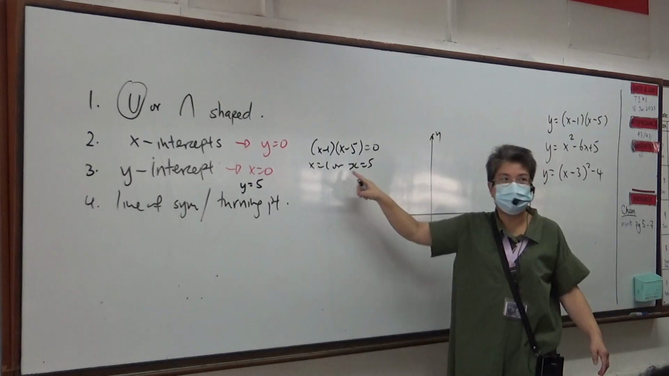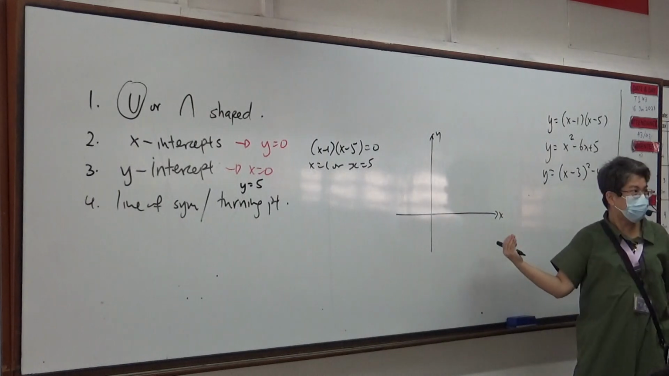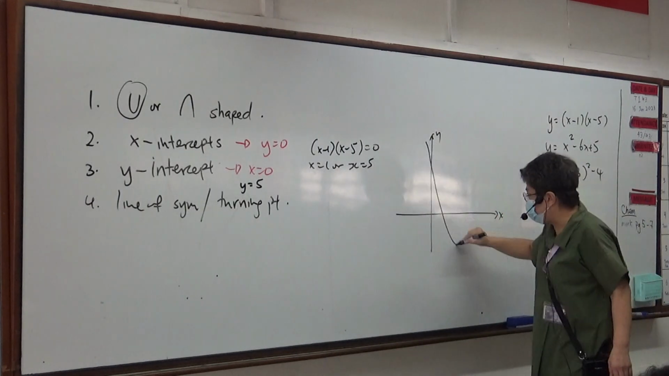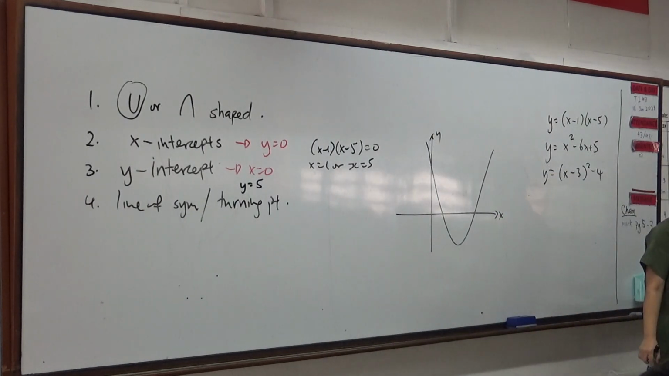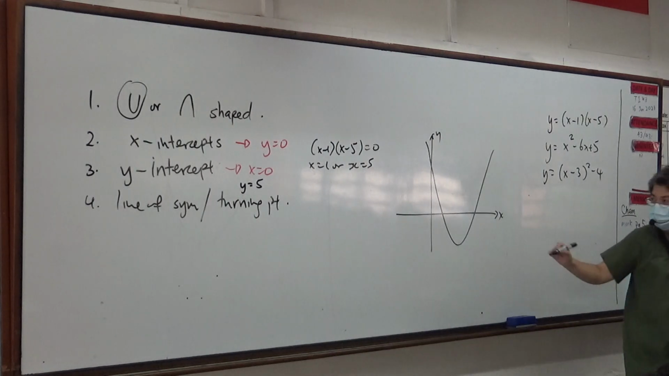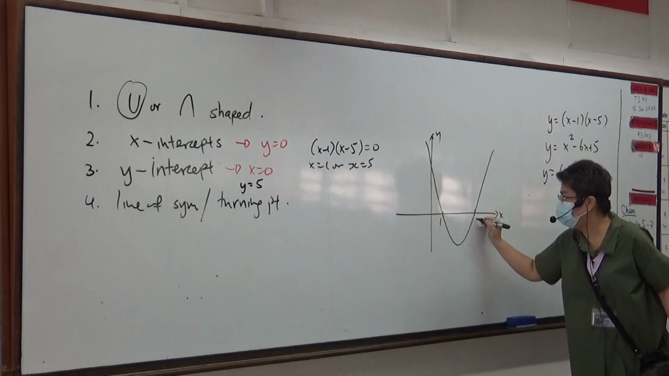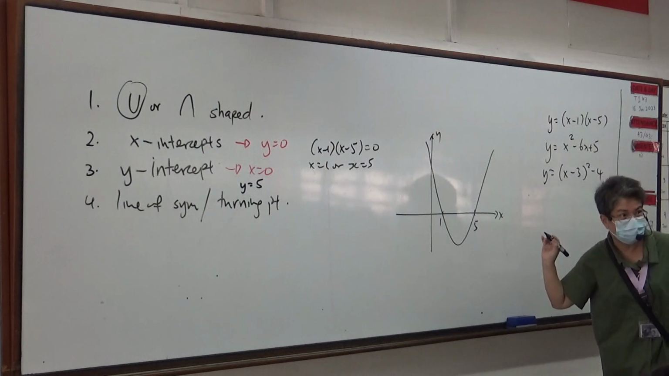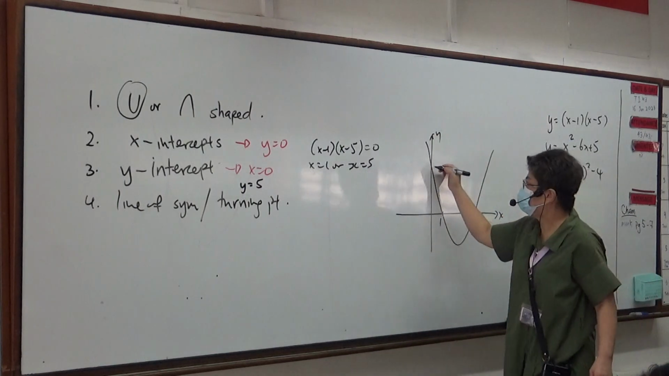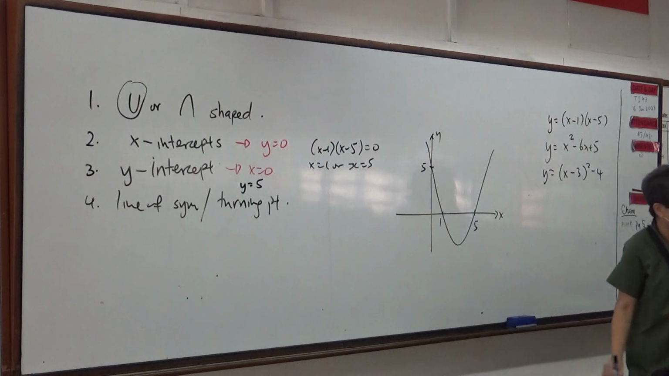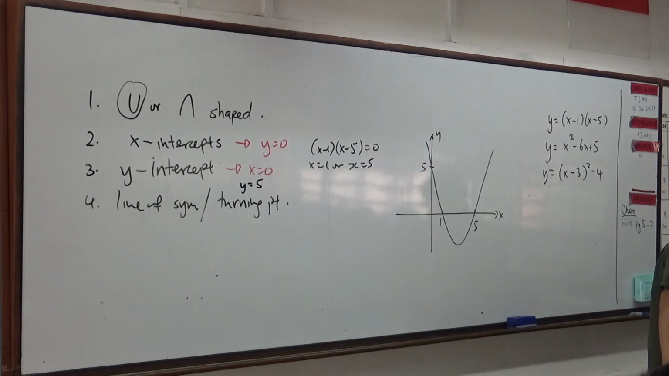Now, can you see it cuts at 1 and 5? It's on this side, right? So it will look like that, right? Okay. You call this one 1 and you call this 5. Then it cuts the y-axis at 5, correct? Okay. Yes or no? Okay.